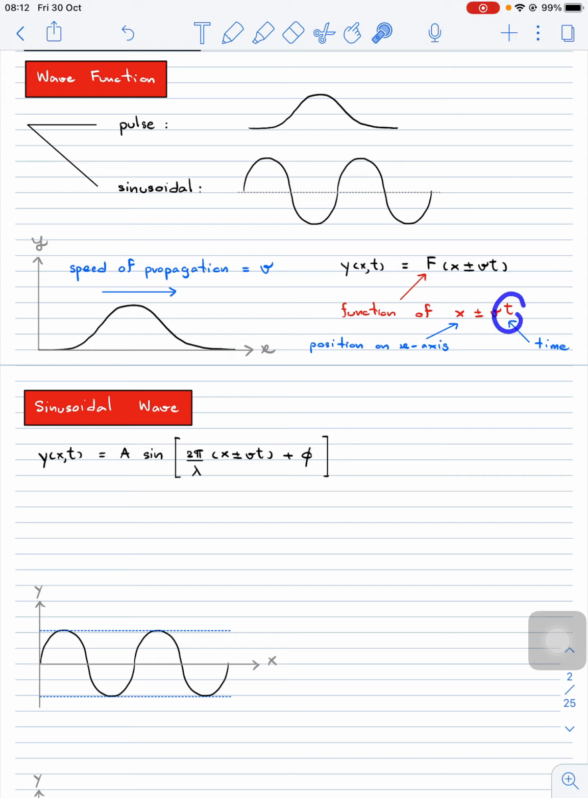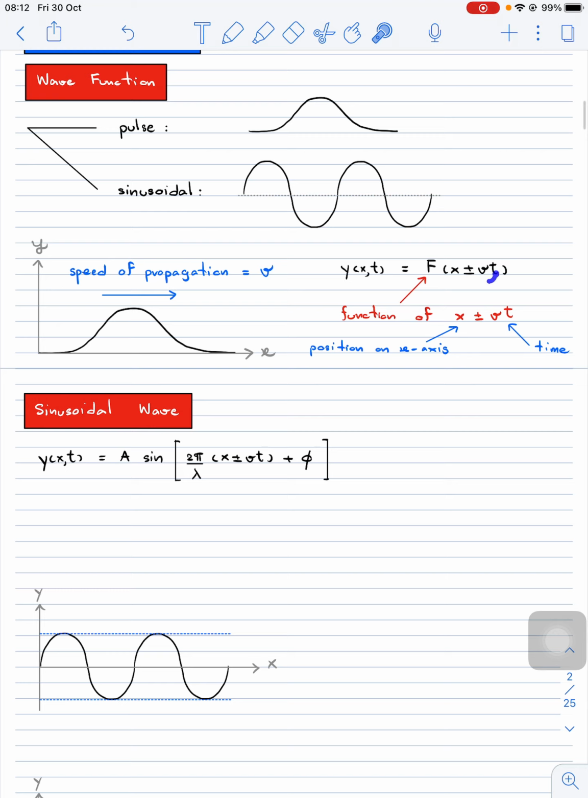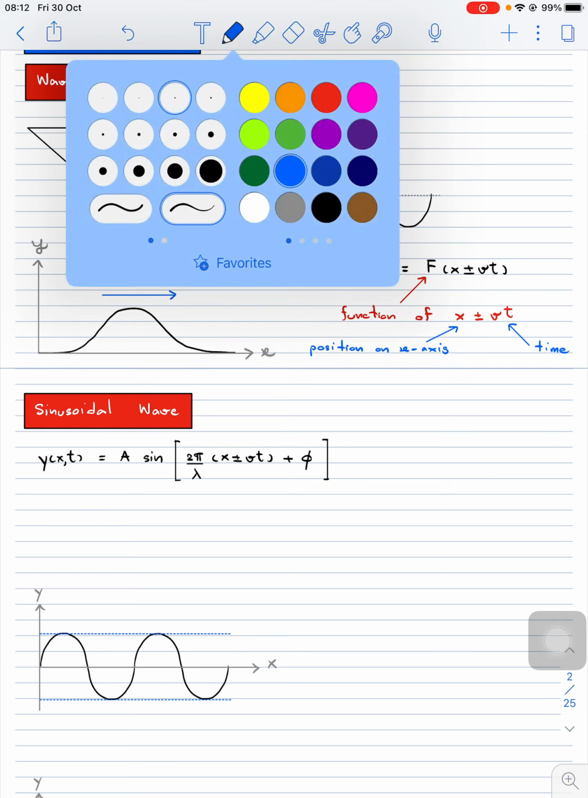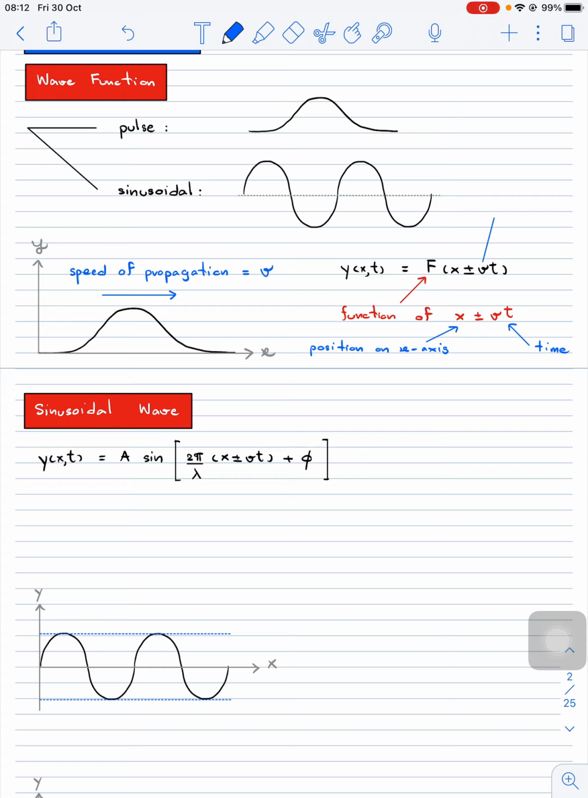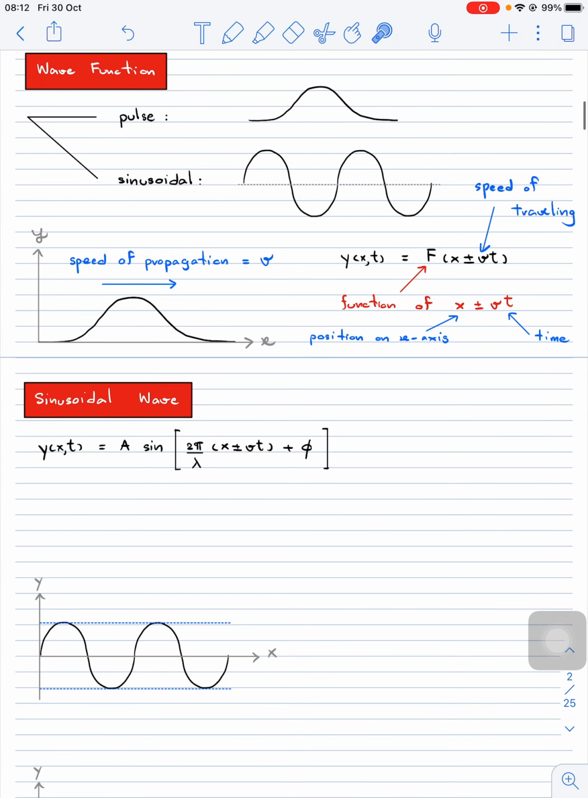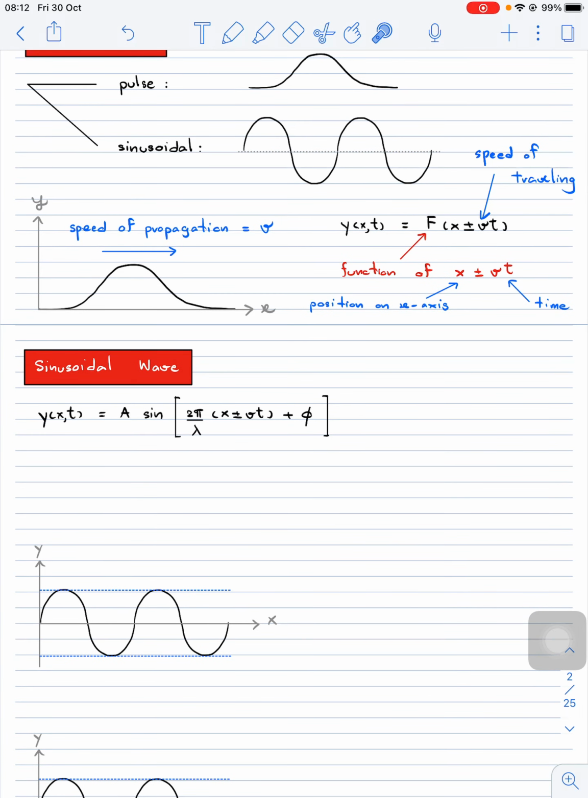And for the t, it's going to be the time of the travel, right? Then the v here is going to be the speed of the traveling of the wave. So for the propagating wave, the wave function must have the argument x plus or minus v times t. I'm going to talk about this later.